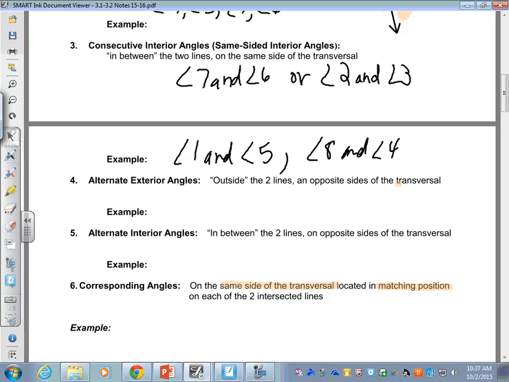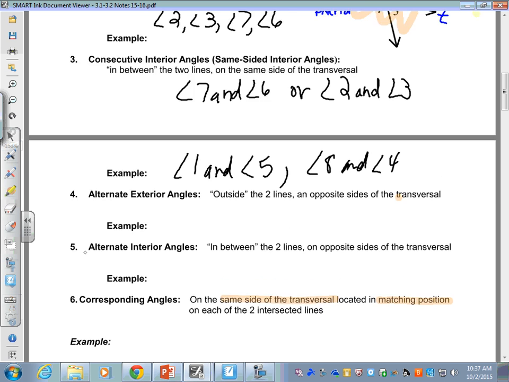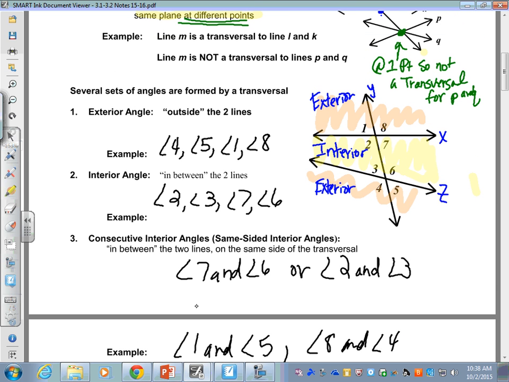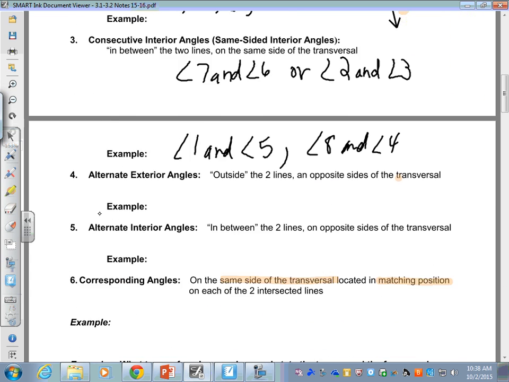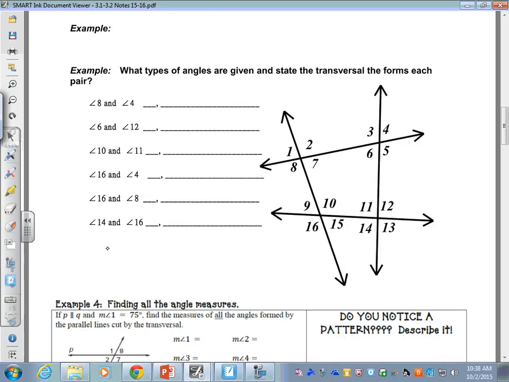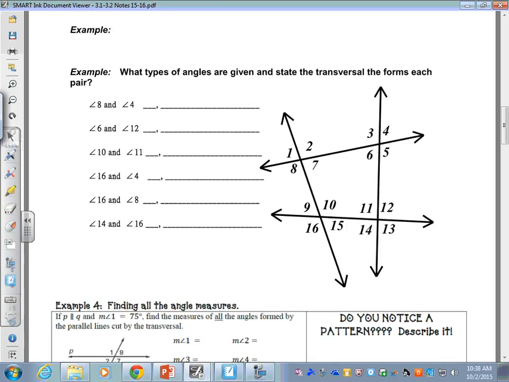Same side of the transversal. So first check that they're on the same side of the transversal, and then check to make sure they're in the same position with the other lines. So if I'm looking at 2, 2 is below the line, so 4 has to also be below the line. 2 and 5, 4 and 9, they're on different sides, opposite sides. So they both have to be on the left side, both on the right side, and then the same position.